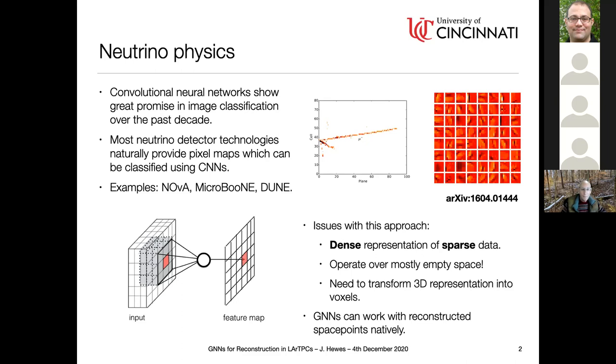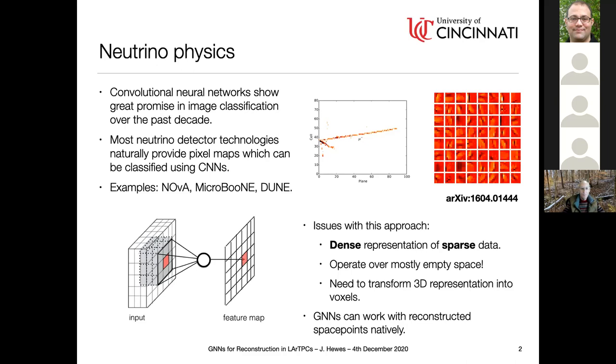the pixel map on the top right you can see is from the NOvA experiment. So NOvA uses a convolutional neural network called CVN as its primary method for selecting neutrino interactions. So you can see here a pixel map with a nu mu interaction with a long muon track and some hadronic activity. And because of the way the detector is constructed, you can just feed that almost straight into a CNN to classify the interaction type.